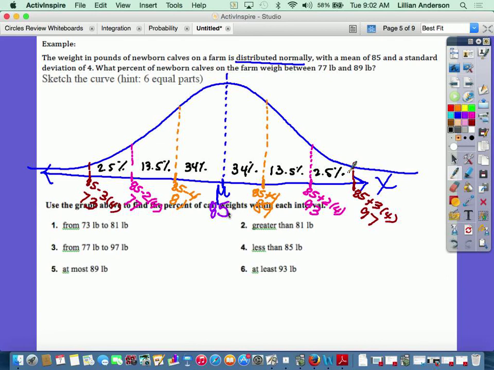So when it asks us what percent of newborn calves on the farm weigh between 77 pounds and 89 pounds, exactly, it's asking you for this part right here. And to find it out, you add those percentages, 13.5, 34, and 34, and you get what? 81.5? So 81.5% of our newborn calves weigh between 77 pounds and 89 pounds.